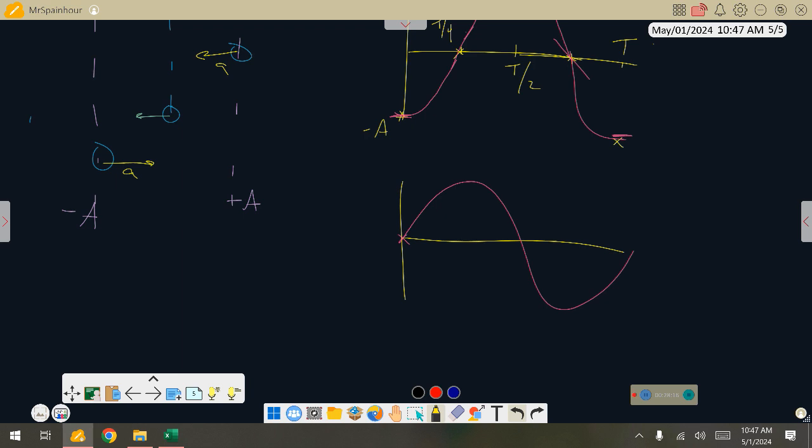So what makes it a sine or a cosine or a negative cosine or a negative sine? Starting conditions. If I started on the negative side and let it go, that's negative cosine. If I started on the positive side and let it go, that's positive cosine. If I'm at equilibrium and I flick it in the positive direction, positive sine. If I'm at equilibrium and I flick it in the negative direction, that's negative sine.